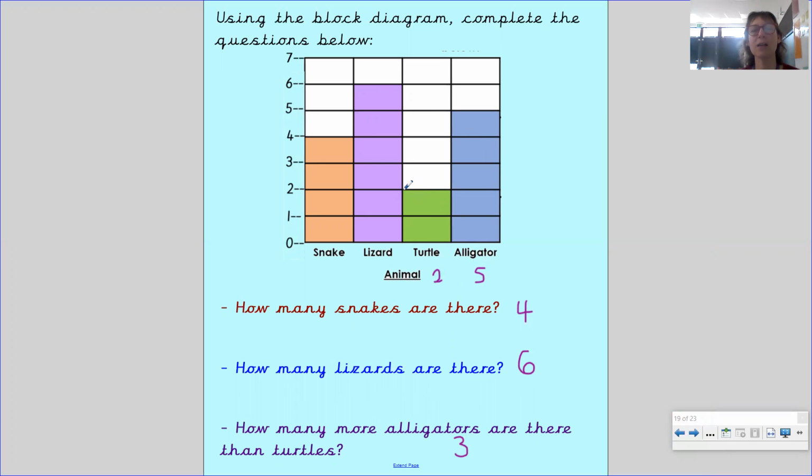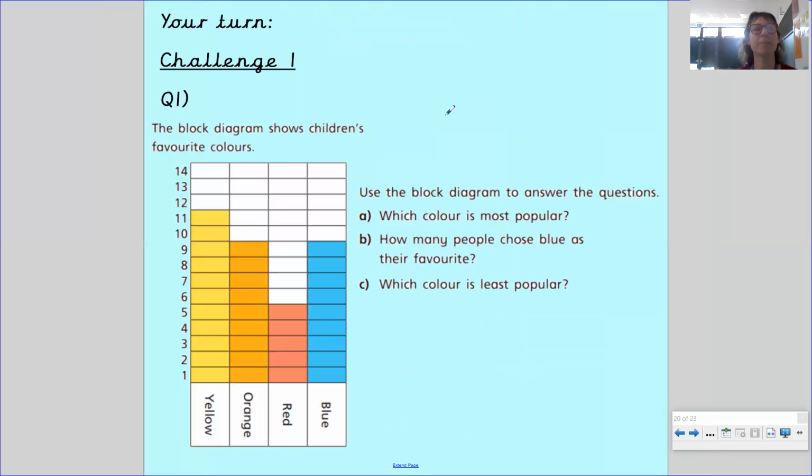Or we can do exactly what we did last time. We can look at the turtles is smaller than the alligators. These are the 2 we want. So we can do a line at the top where they meet. And then we can just count what's above the line. 1, 2, 3. That's the difference between our alligators and our turtles. So there are 3 more alligators than there are turtles. Doesn't matter which method you use.